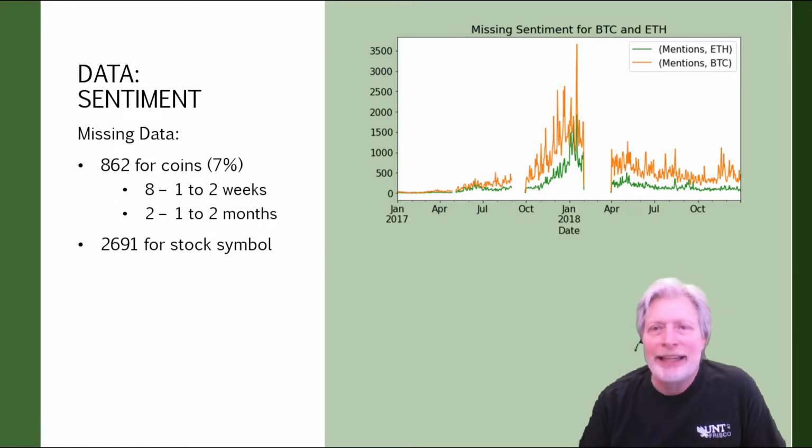Any missing data that occurred before the symbol was being actively traded was filled with zeros to reflect no mentions and a neutral sentiment. There are almost 2,700 missing entries for stock symbols. This was expected and occurred because we did not collect S&P 500 sentiment data. It was not in the cryptocurrencies news and sentiment Reddit, so this was addressed by filling with zeros as well.